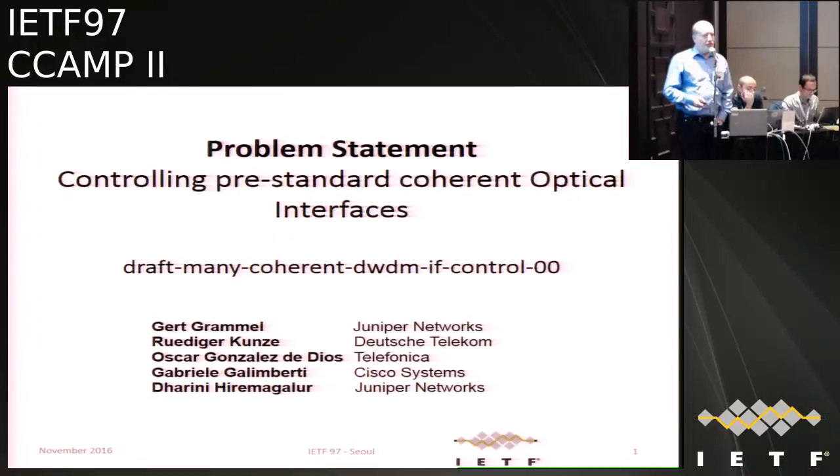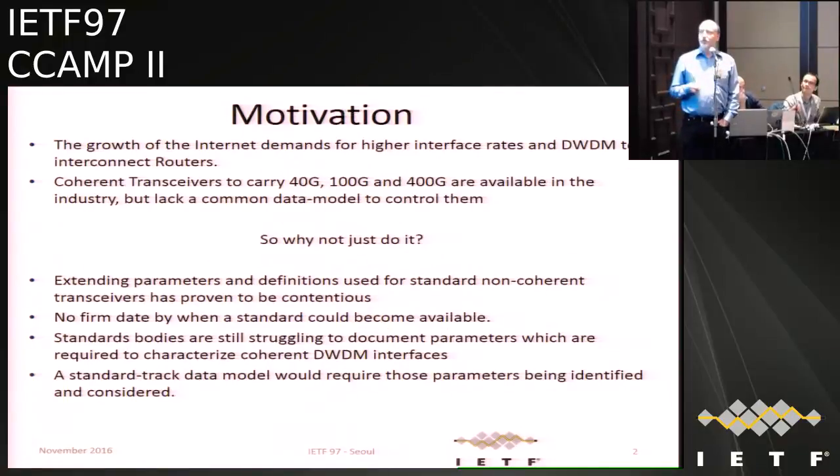What is the motivation? So basically, when we look into today's network, the internet grows with, let's say, a lot of WDM interfaces. So it gets more and more. And currently, what is rolled out are 100 gig coherent interfaces for WDM. And unfortunately, there's no common data model to address those. So why don't we just do it?